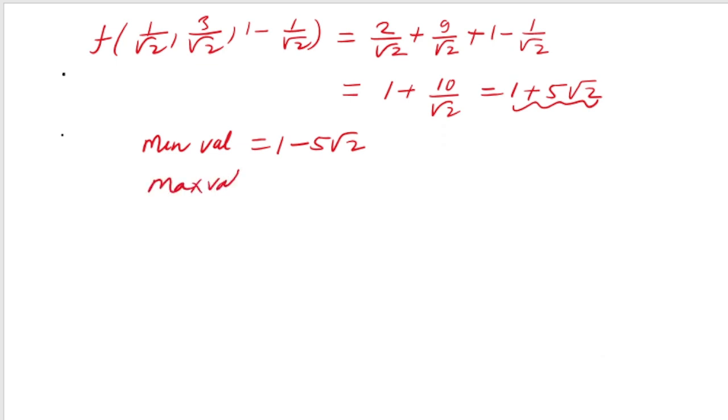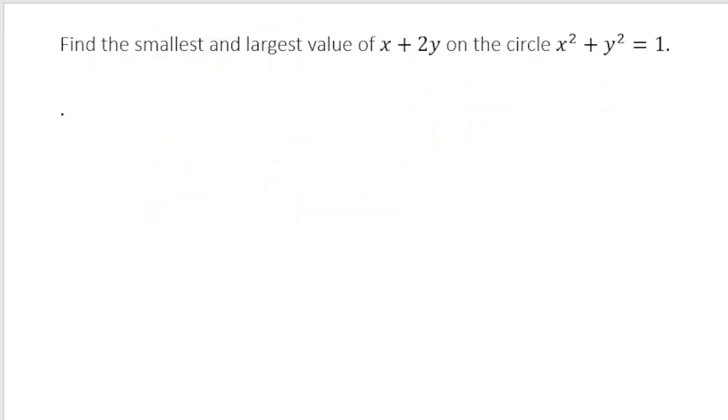So maximum value is equal to 1 plus 5 into under root 2. Did you notice one thing, that if you are getting more than one critical point, you can calculate the function value at all the points separately, and the one which is maximum is known as the maximum value, and the one which is minimum is known as the minimum value.